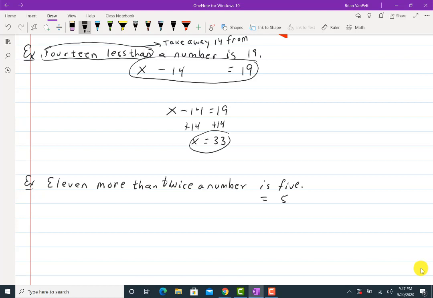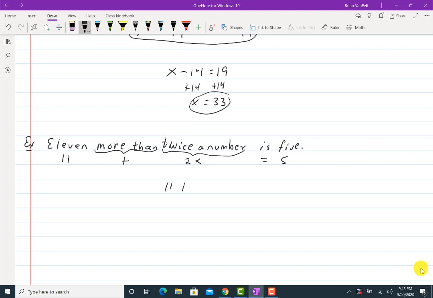11 more than twice a number. Now this one works directly. Even though it's the same structure as the previous sentence, the fact is addition is commutative. Subtraction is not. That's why this will work with addition but not subtraction. So with these, when it's more than, I can do 11. The more than is a plus. And then twice a number, I'll use 2x. So there's my equation.